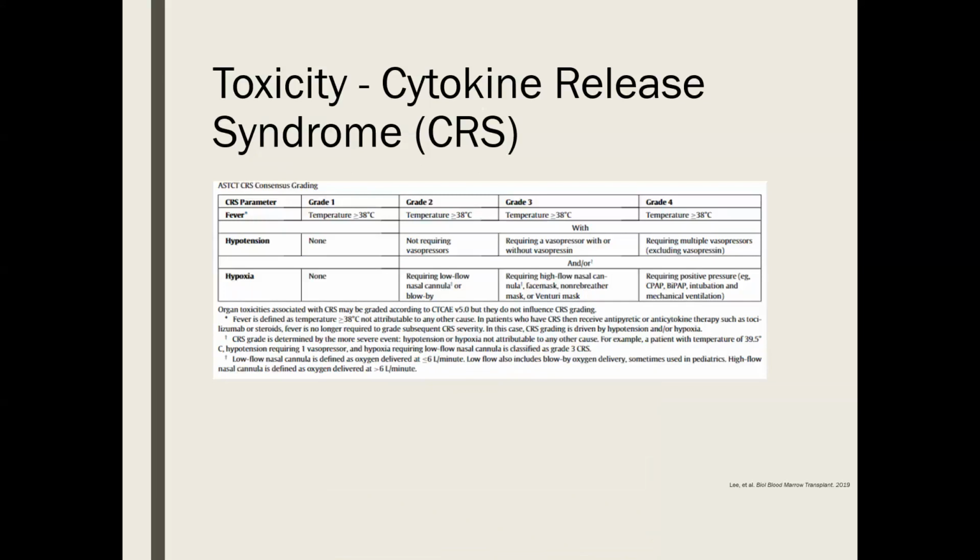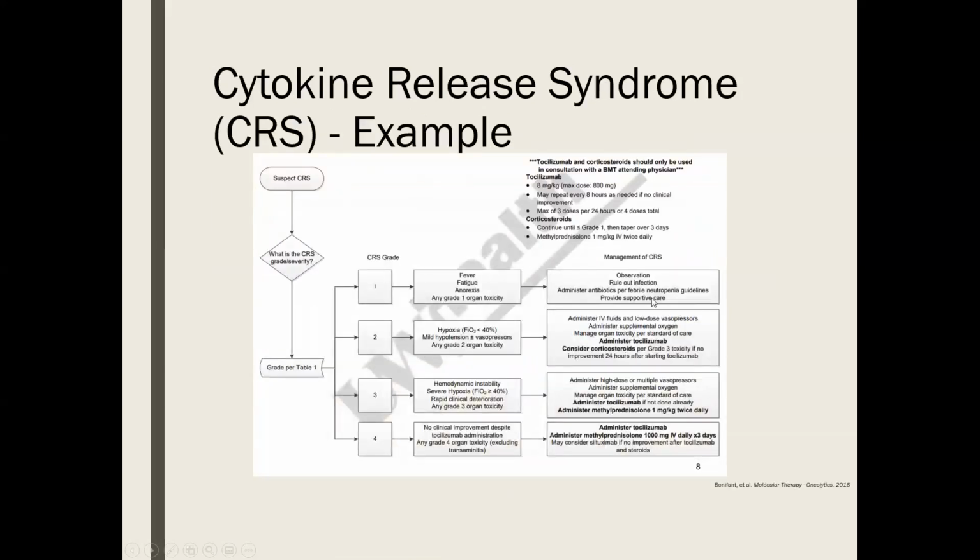Here's a nice little breakdown via ASTCT and the consensus grading or recommendations here. So you've got grading all the way from grade 1 to grade 4, from they've got a little bit of a fever, not much else going on, all the way to grade 4 of they're febrile, they're requiring multiple vasopressors and requiring positive pressure such as CPAP or intubation and mechanical ventilation. This is a nice example of what to do in those scenarios.